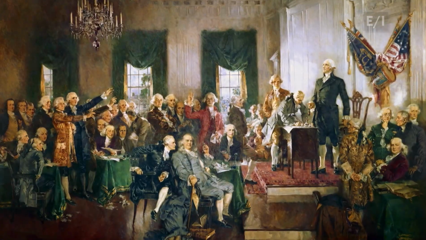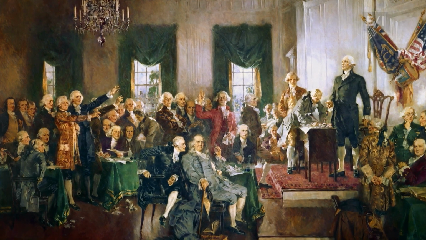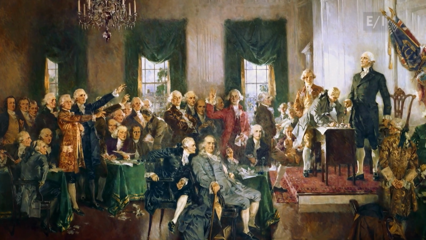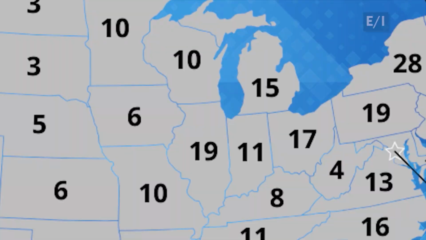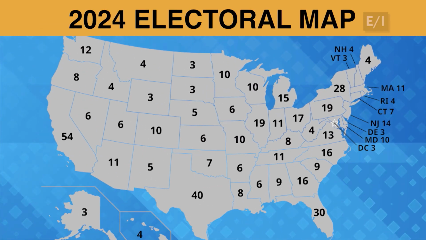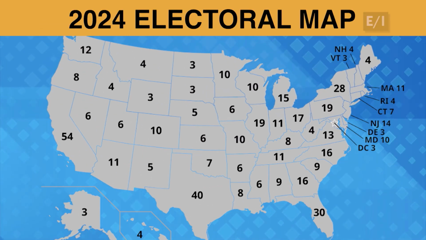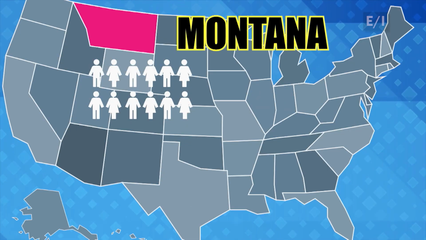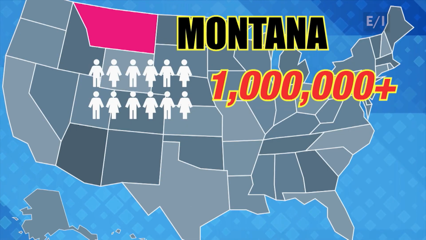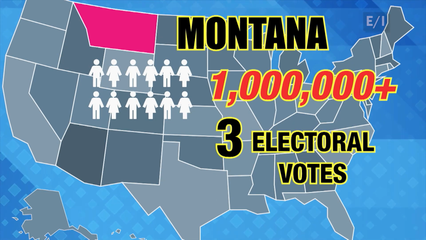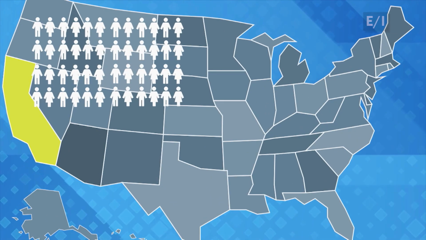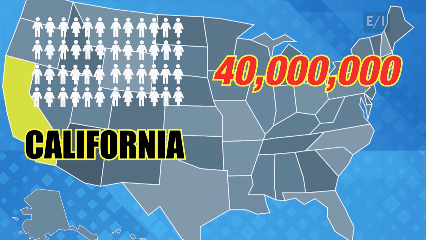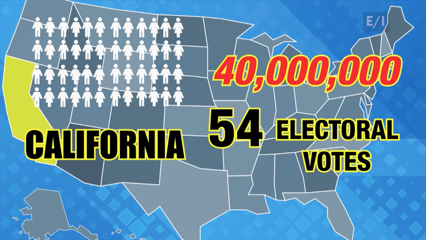As Suzanne just explained, the focus for the founders was not letting the large states get more power than the small states. However, the Founding Fathers realized that they couldn't ignore the fact that population size varied from state to state. So, a formula was worked out that gave states more electoral votes if they had more population. So, Montana, with its population of a little over 1 million, gets 3 electoral votes, while California's population of almost 40 million entitles it to 54 electoral votes.